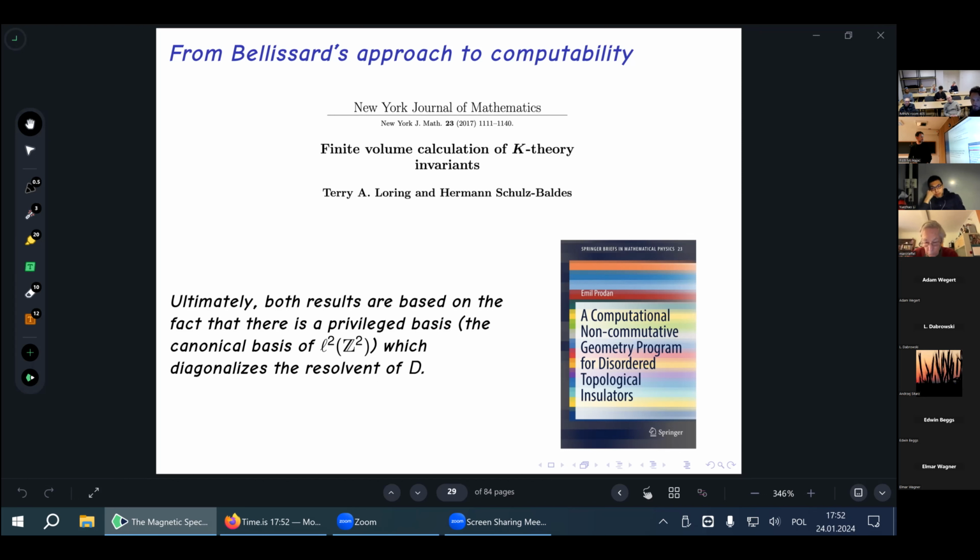And also in a series of works by Hermes Baldes and Terry Loring, using essentially the discreteness of this Dirac operator, there is the possibility of calculating these topological invariants, which are indeed in the K theory, in terms of operators defined on a finite volume.